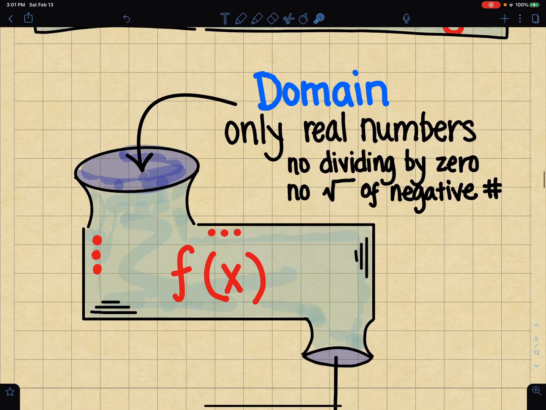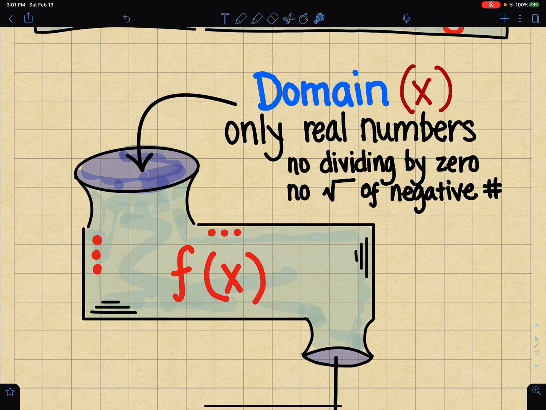So what goes in is called the domain. The domain is what goes in. You can also think of it as x. That's kind of another way that I think about it. It's anything that you can put inside the vending machine, or what can you replace x with? And it can be any real number.